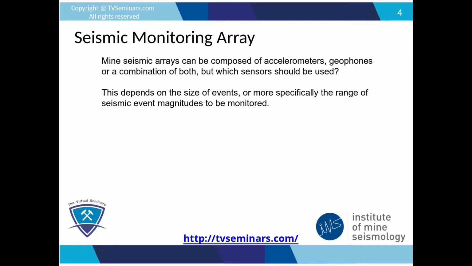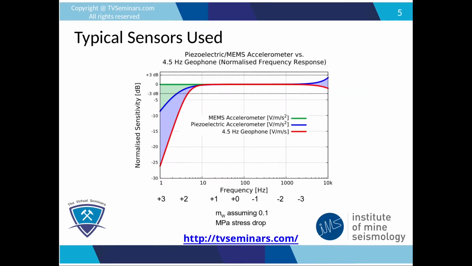How do we usually record these seismic waves in mines? Well, usually with accelerometers or geophones, or some combination of both. Which sensors we use will depend on the size of events we want to monitor, specifically the range of magnitudes we want to monitor. And here we can see a normalized frequency response of typical sensors. Below the graph is a rough indication of the magnitude for different frequencies. All these sensors have a good range, a good linear response between about magnitude +2 and magnitude -2 or better.